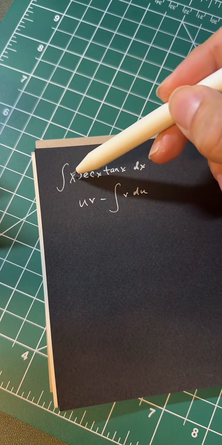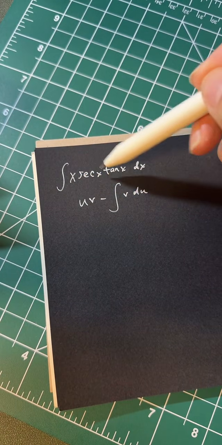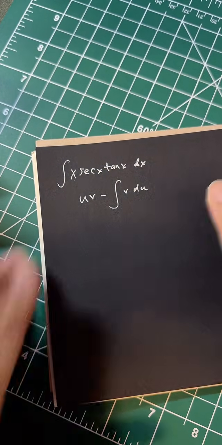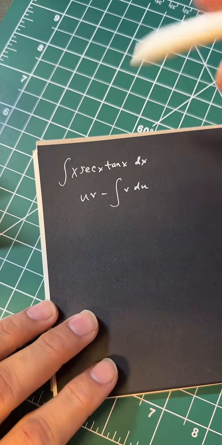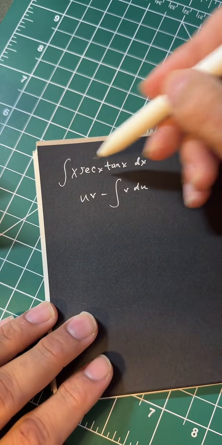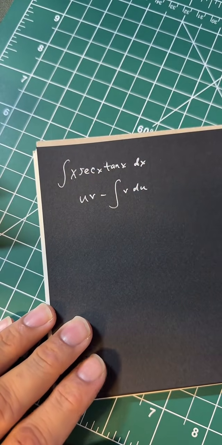If u is equal to x, then du is dx, but then we're still left with the secant x tan x. So integration by parts is really helpful when you have a combination of trig functions and an algebraic function here.